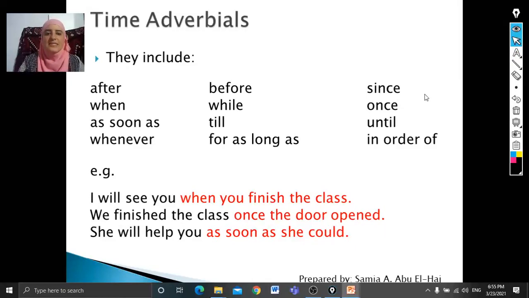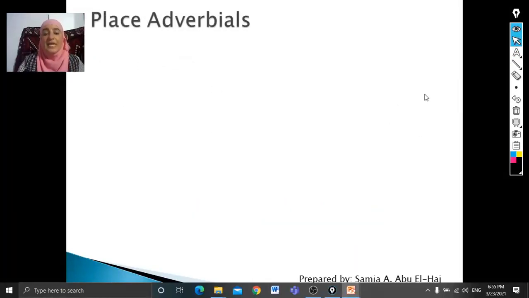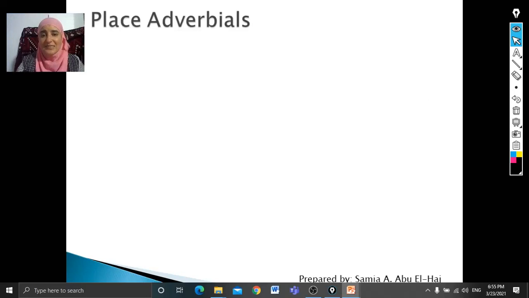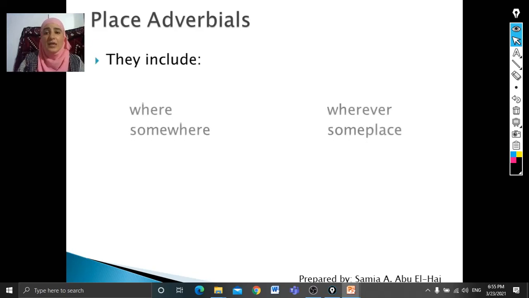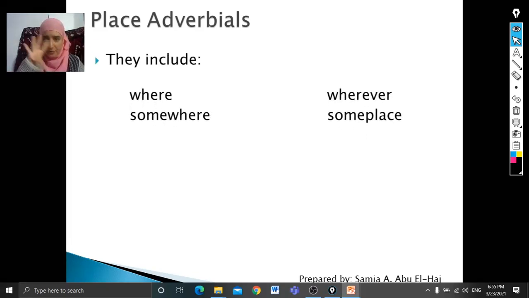So this is for time adverbials. Now, place adverbials, they describe the place of the verb. Time adverbials describe the time of the verb. When did the verb happen? Place adverbials describe the place of the verb. Where did the verb happen? Now, they include those words, only four, just four.